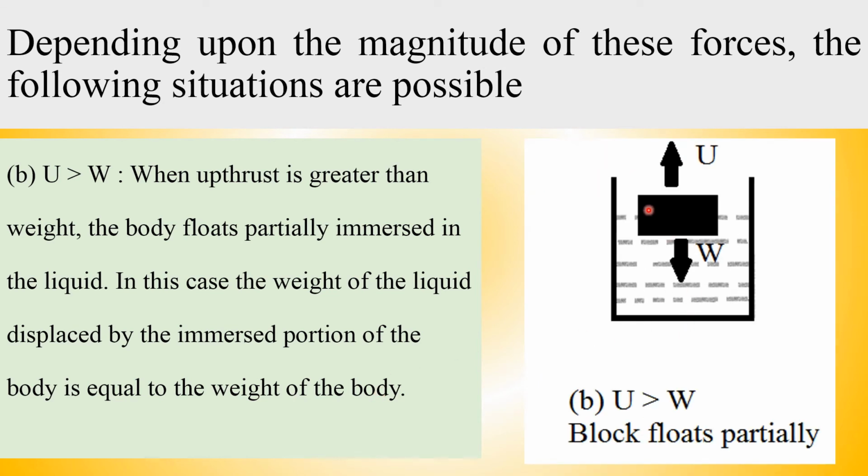Here you can see the object is half outside the water and half inside. Water may be any other liquid also. Here you can see U is more than W, so it is floating on the surface. This is the case where U is greater than W. The upthrust, the force upside, is more than the weight of the object.